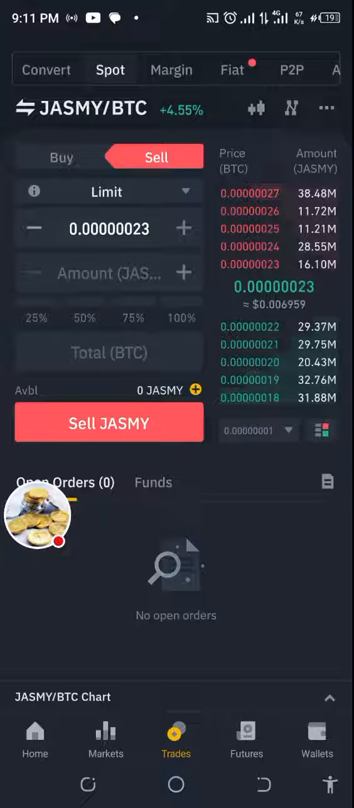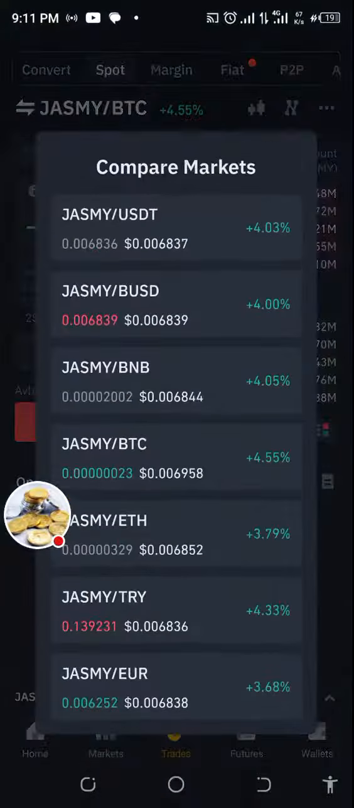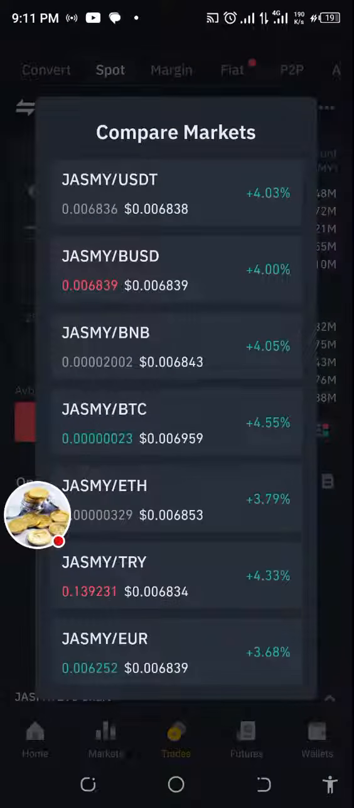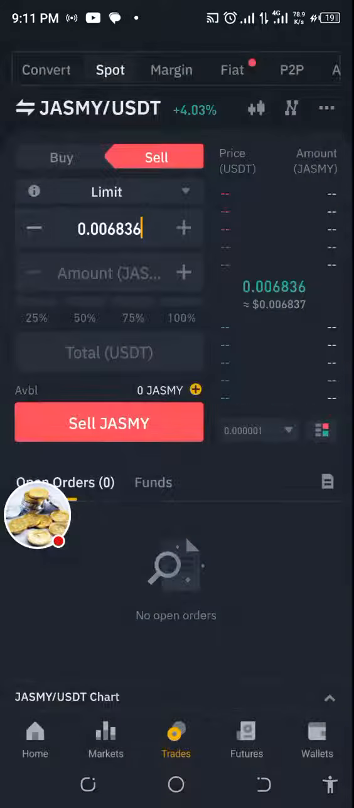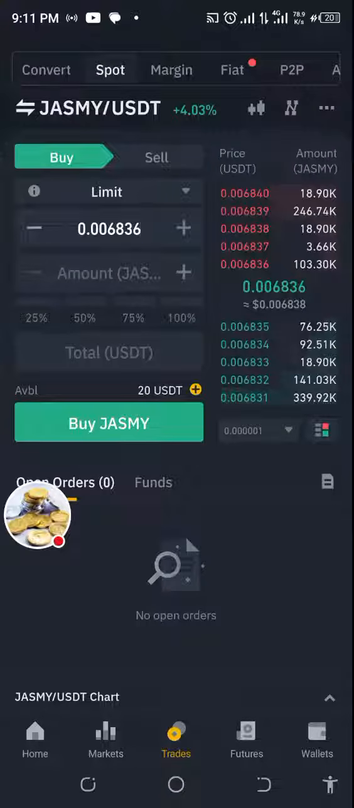So now let's look at this very quickly. Let's go back to the compare markets. Let's see what we have, okay? So for Jasmine USDT, we have 6837, all right? So for BTC, we have 695. Okay, 1.2, 1.3. Let's see how this goes. Now let's click on Jasmine USDT. Let's quickly do a quick simulation.